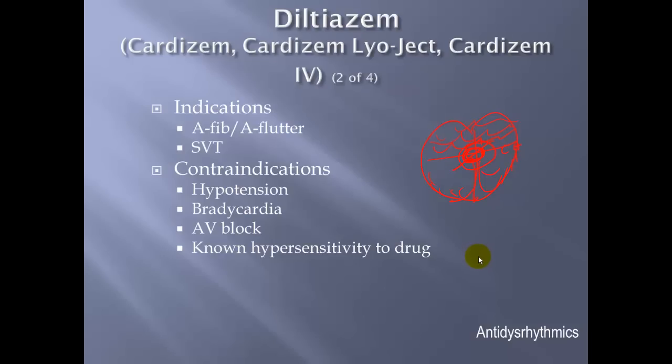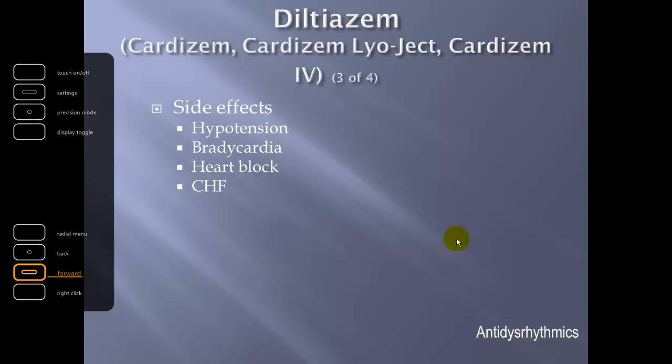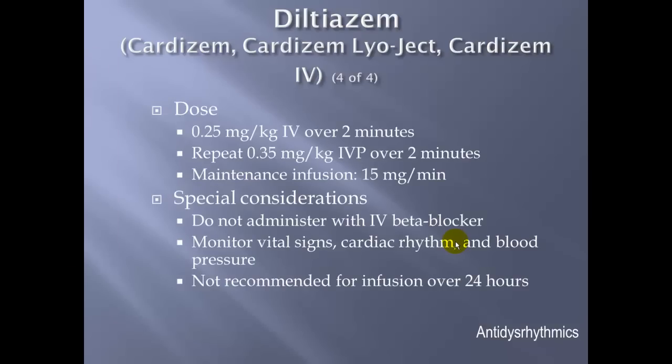Contraindications: hypotension, bradycardia, any type of AV block, or known hypersensitivity to the drug. Side effects: hypotension, bradycardia, heart block, or congestive heart failure can occur. Dose on this is going to be 0.25 milligrams per kilogram IV over 2 minutes. Most hospitals put a cap on a 20 milligram delivery.